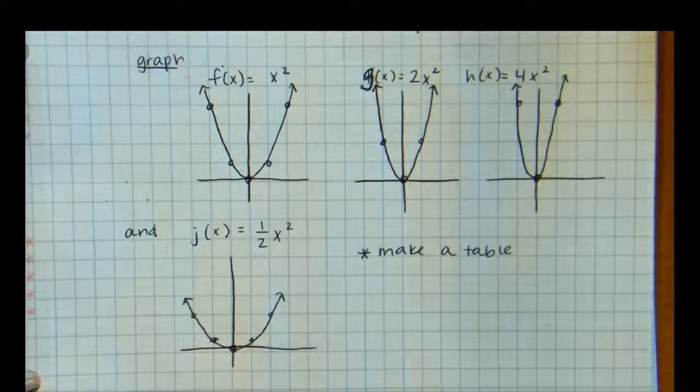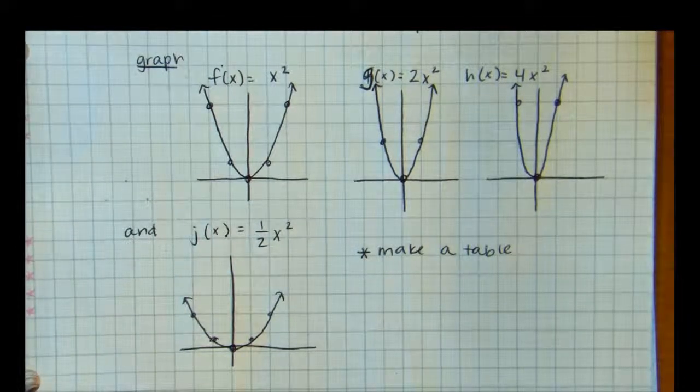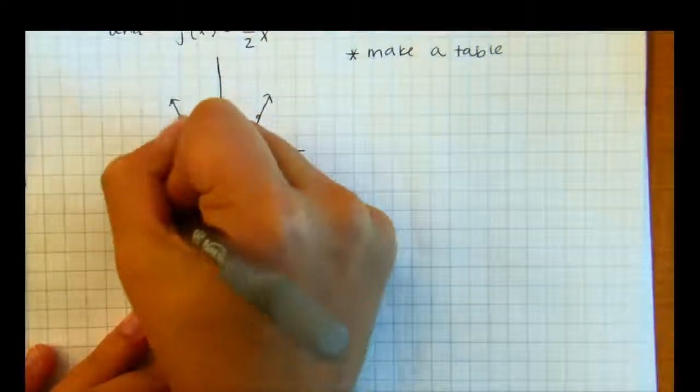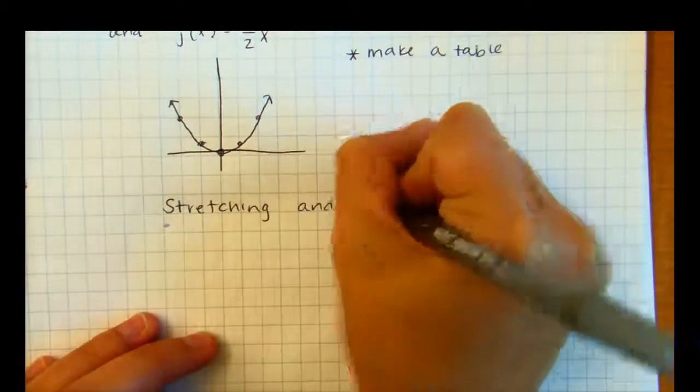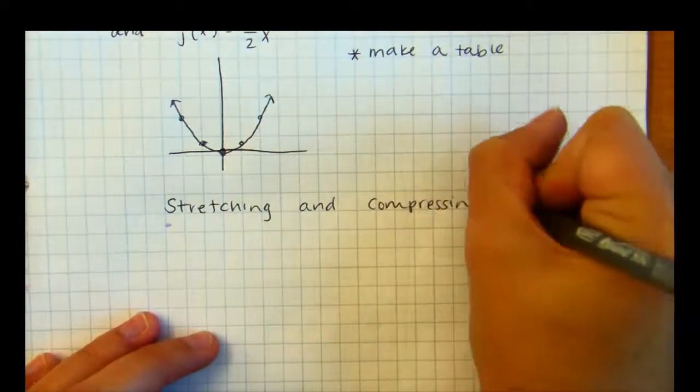In this video, we're going to be talking about what happens when we multiply our parent functions by certain numbers and what that does to our graphs. In this video, we're going to be talking about stretching and compressing our parent functions.